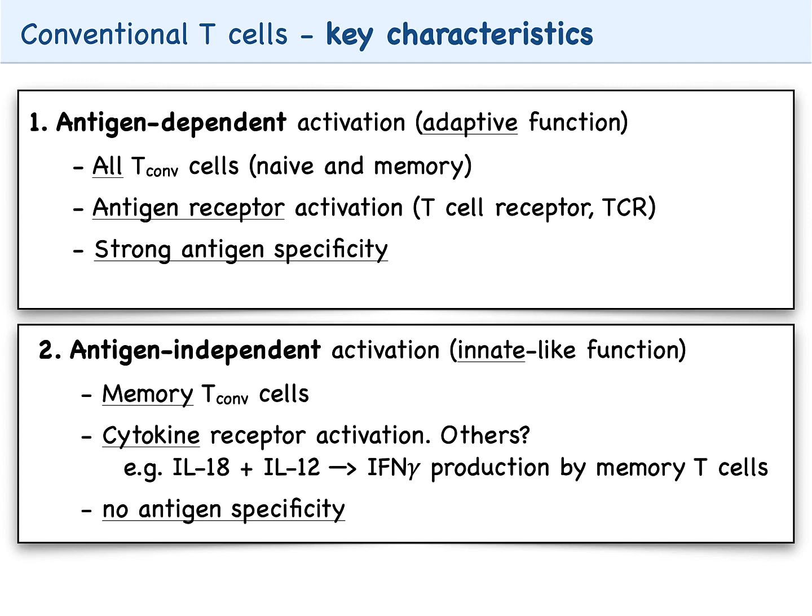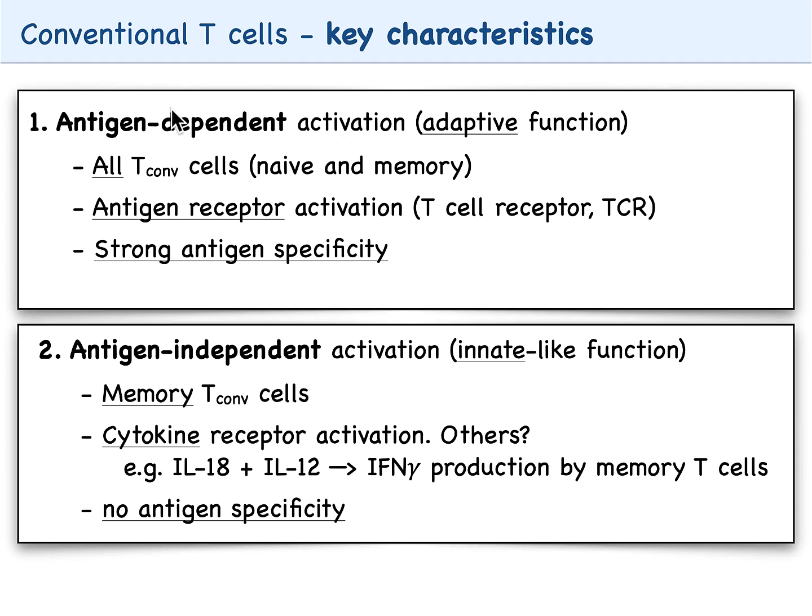Okay, so a key characteristic of conventional T cells, which can also be applied to non-conventional T cells, is that you have 2 different types of activation. The first one is what we call antigen-dependent activation. So this is really the specific function. These conventional T cells will recognize a particular antigen from a pathogen because of this antigen-dependent activation.